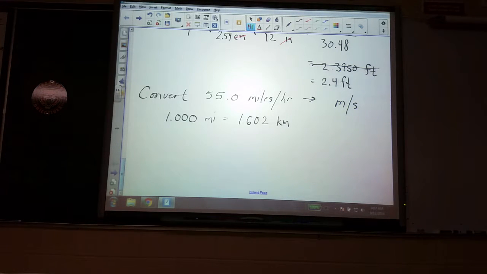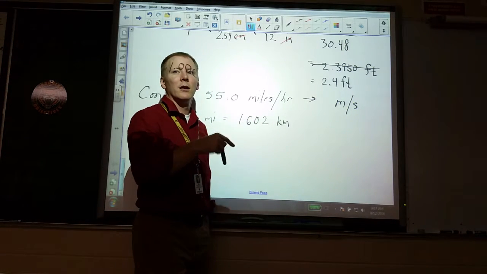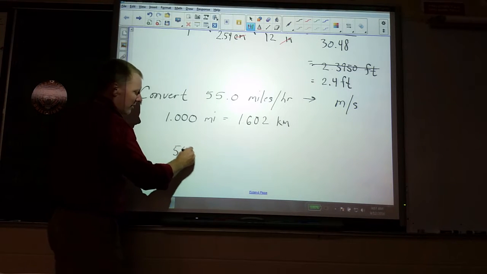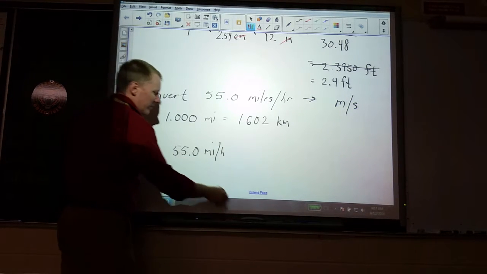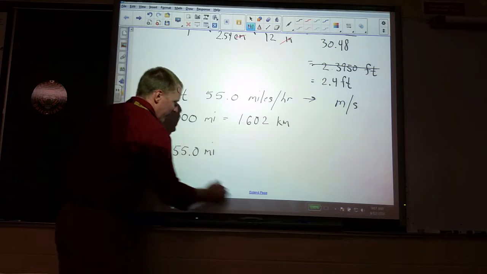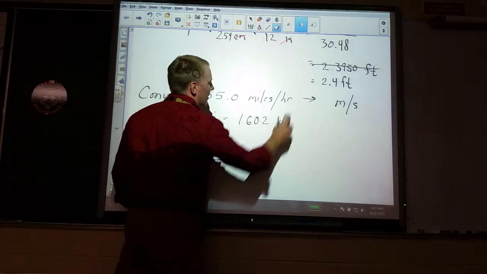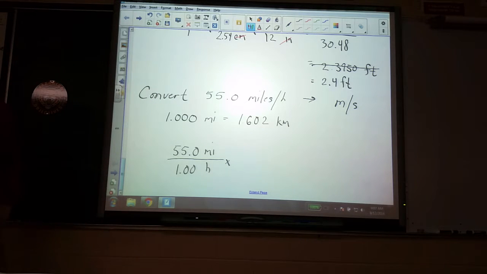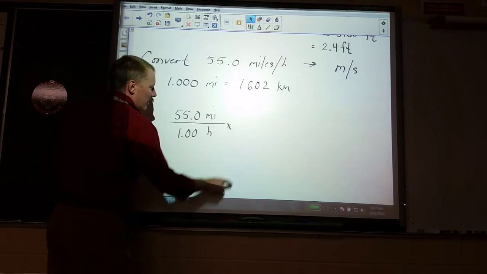We are starting with a fraction already. We're starting with 55.0 miles per hour. This per means that it's over 1 hour. Let's write it that way. So instead of saying 55.0 miles per hour, I'm actually going to put 55.0 miles on top, and then put that all over 1.00 hours. And I can treat each of those a little bit separately. It makes the problem a lot more manageable.